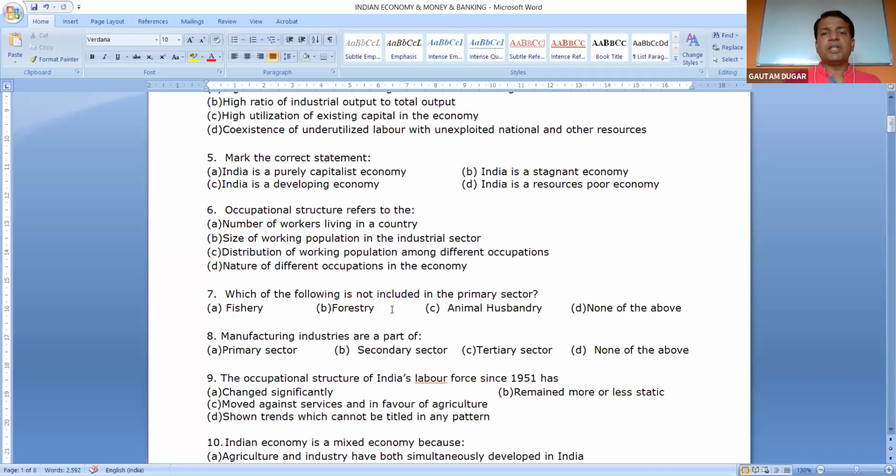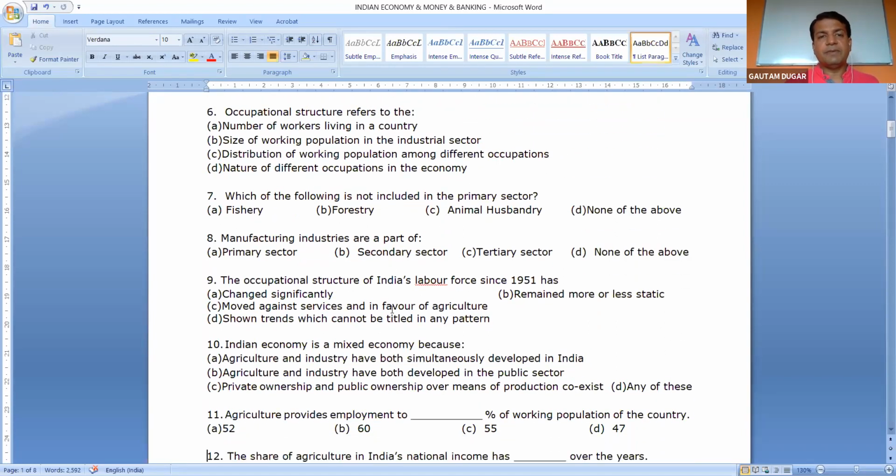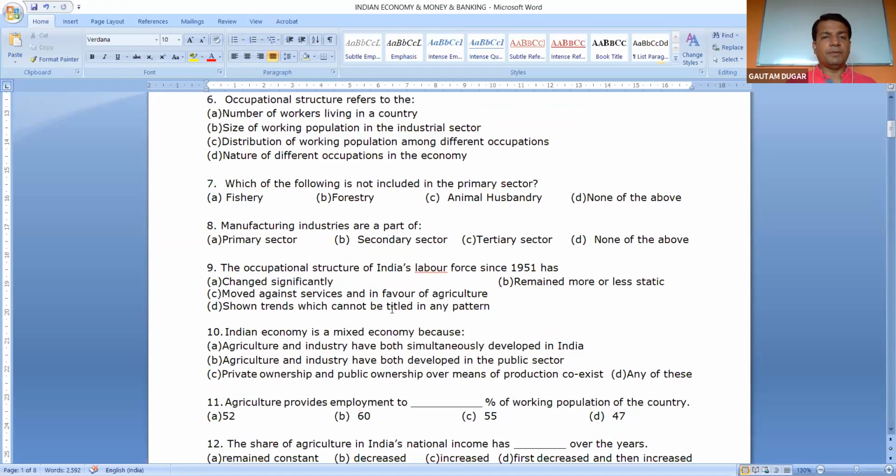Number seven, which of the following is not included in the primary sector? All three are in the primary sector. The primary sector is animal husbandry, agriculture, fishing, forestry. So seven is D, none of the above. Coming to question number eight. Manufacturing industry is a part of the secondary sector, that's the right answer.